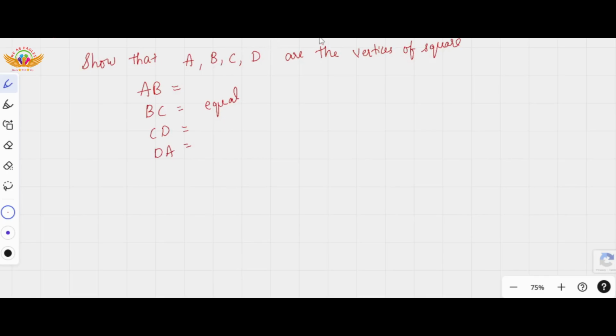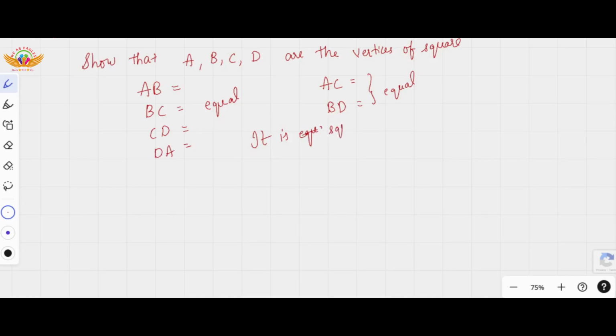What is the diagonal here? AC diagonal you have to find out, and BD also you have to find. These diagonals must also be equal. When you get these two perfectly only, then you have to say that it is a square.